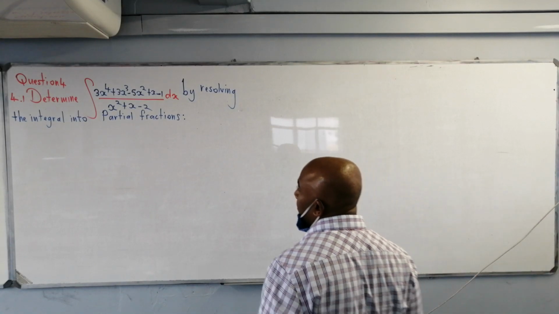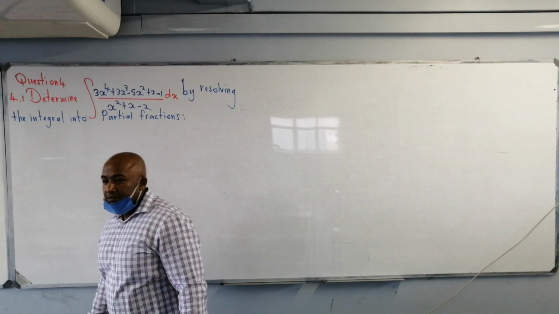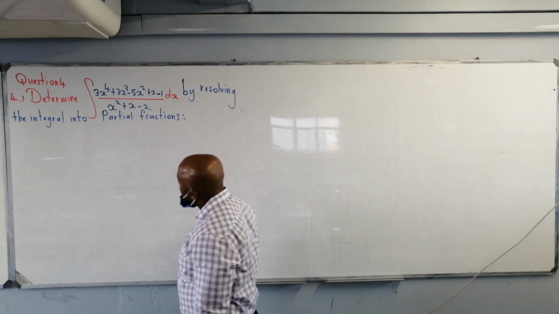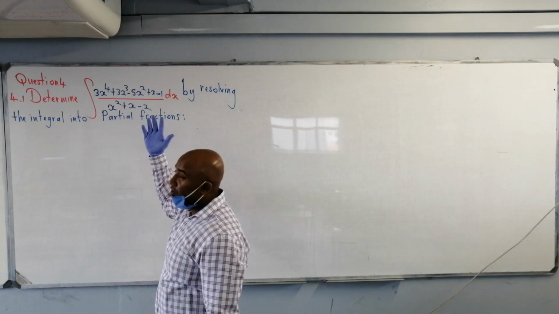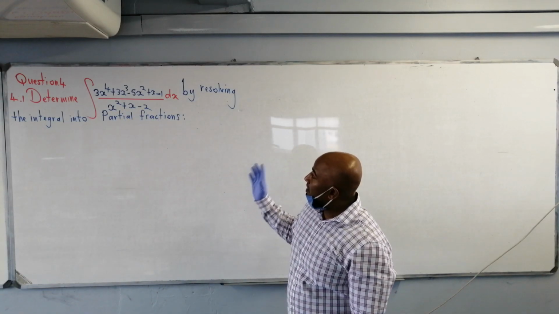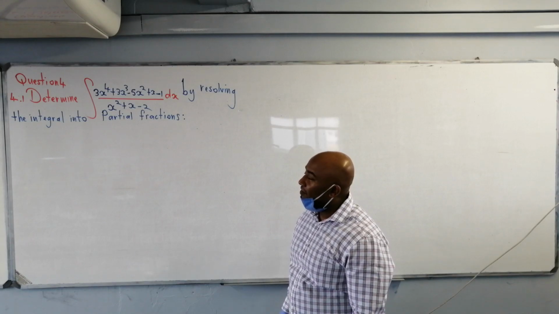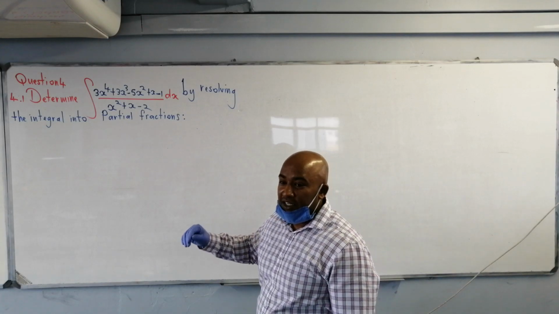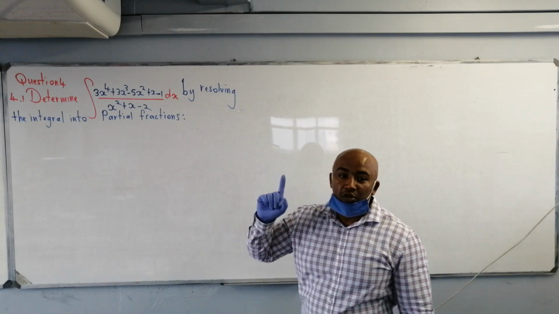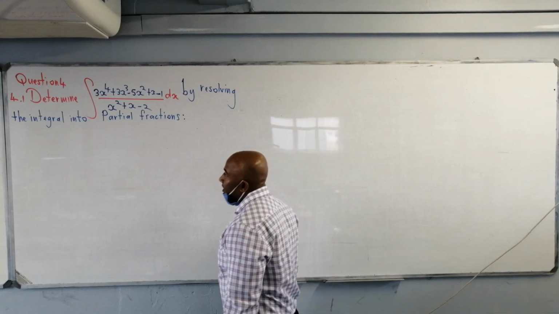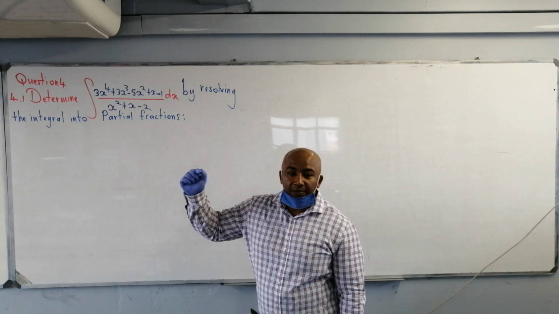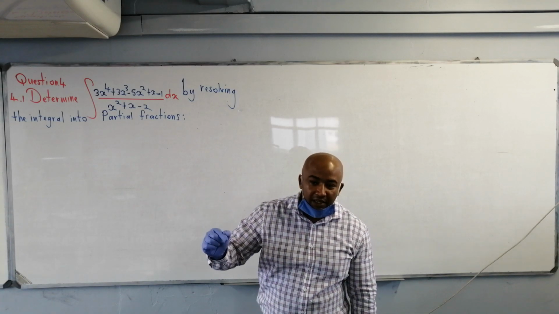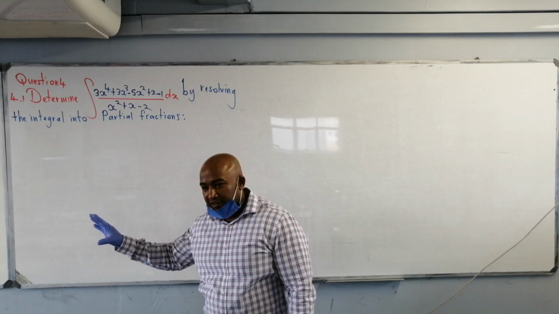Right, we move on to question 4, integration. Chapter 4 also in your textbook. Right, so here the question is determine the integral of this fraction by resolving the integral into partial fractions. Okay, now be careful. Don't go and factorize and rewrite it into fractions. You need to make sure first that the numerator is of a lower degree than the denominator. Only if the numerator is of a lower degree than the denominator, then you will use partial fractions.